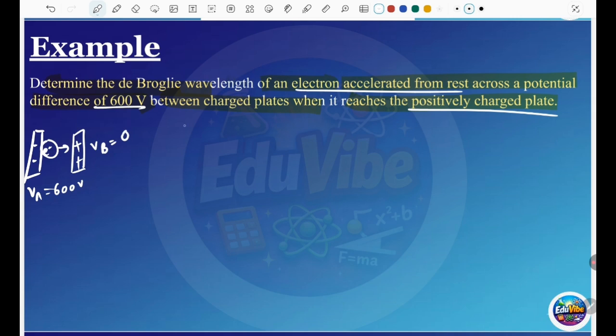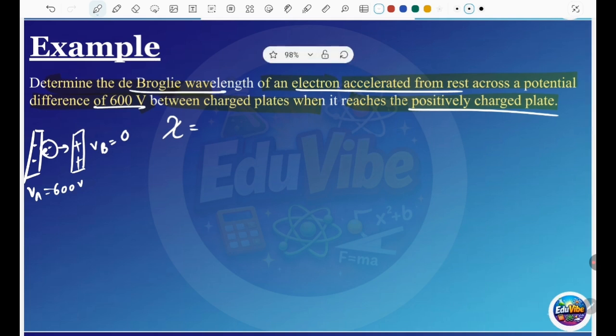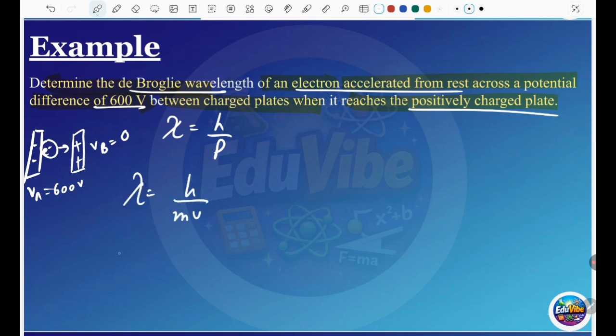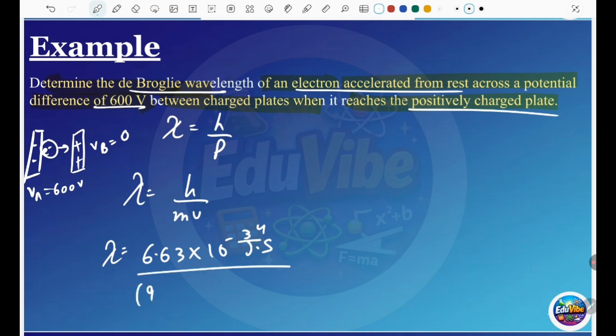Basically we have to find the wavelength. This is the de Broglie wavelength, like the photon momentum we did. So its wavelength is equal to h upon p, where p is the momentum. So h upon mv. You know h, which is 6.63 times 10 raised to power minus 34 joule seconds. You know the mass of the electron, 9.11 times 10 raised to minus 31 kg, but you don't know the v.